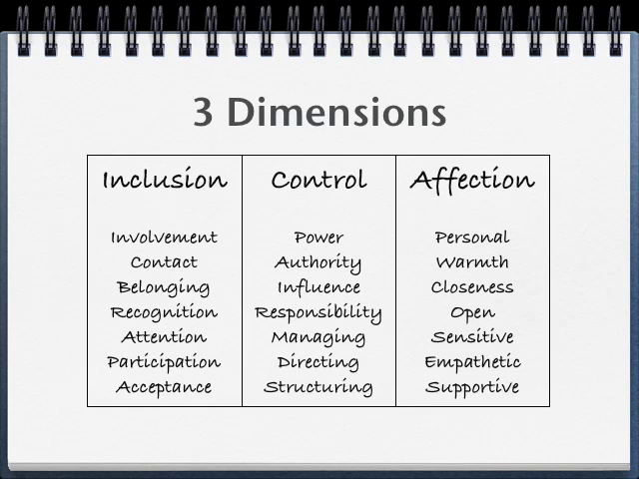The affection dimension has also been called openness, and it's about the degree of closeness in personal relationships. To what extent do you tend to generate warm, open, close relationships, and to what extent do you like others to generate that with you?